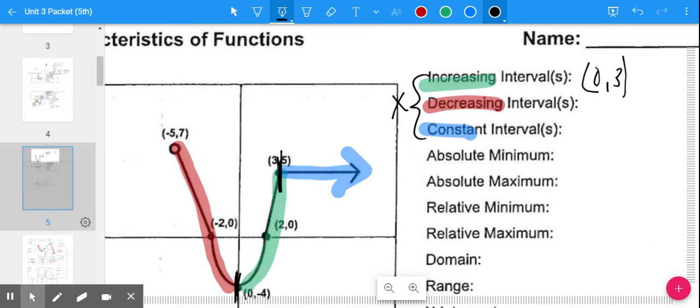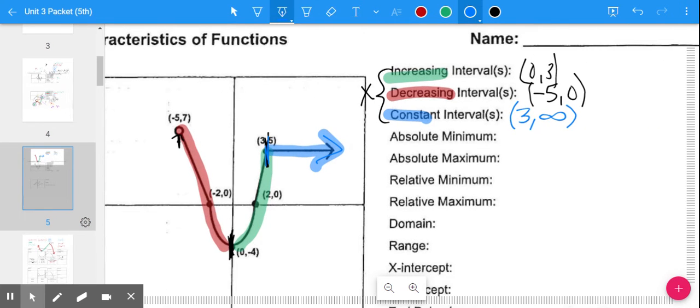So our interval of decrease, it starts right here and it stops down here at the 0, -4. So the x values are -5, 0. And then that constant section. So here's the beginning of my blue section. It starts at 3, and then we have this arrow that lets me know it goes towards those positive values forever.